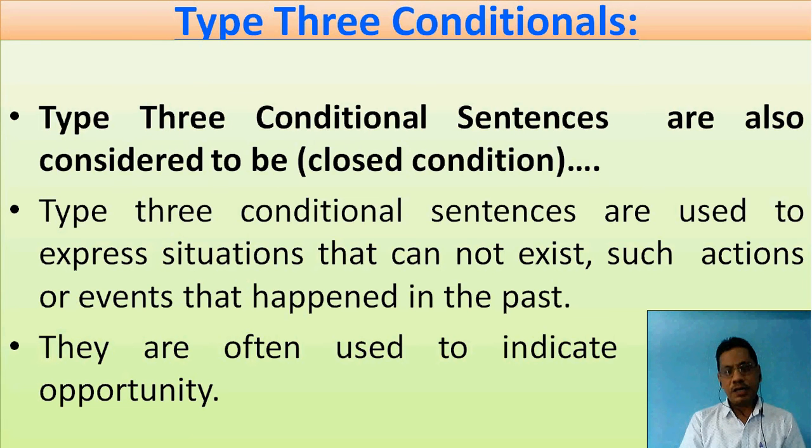The type 3 conditional sentences are also considered to be a closed condition. These type 3 conditional sentences are used to express situations that cannot exist, such as actions or events that happened in the past. They are often used to indicate a missed opportunity.